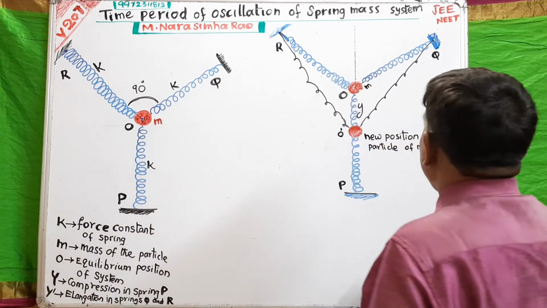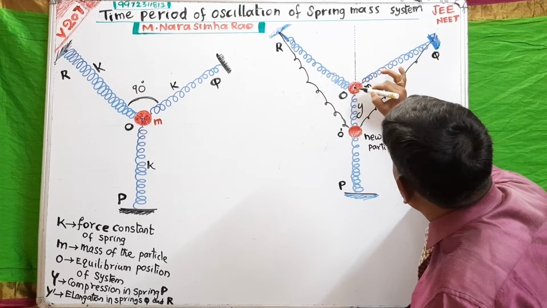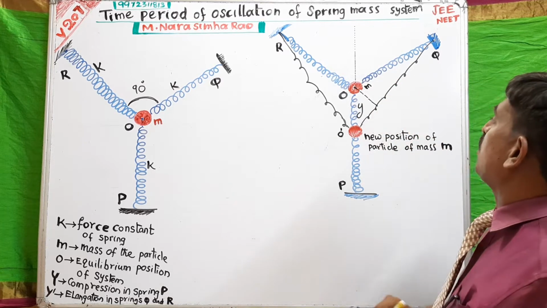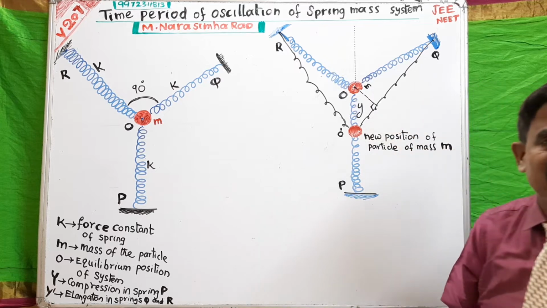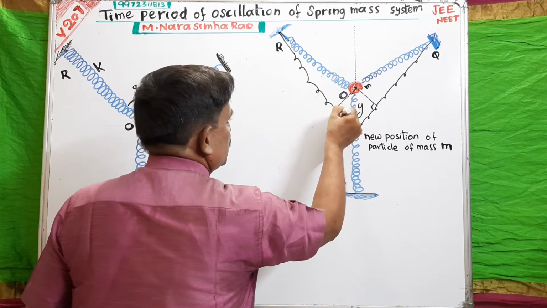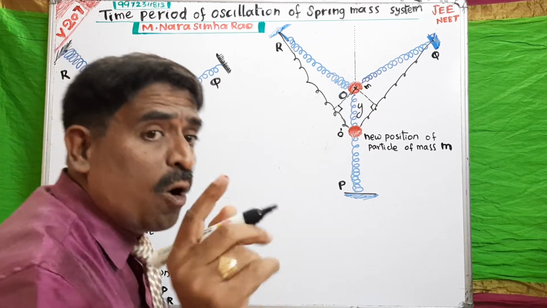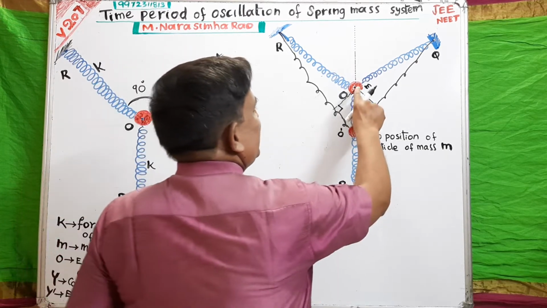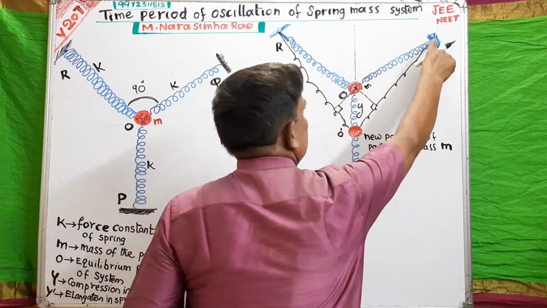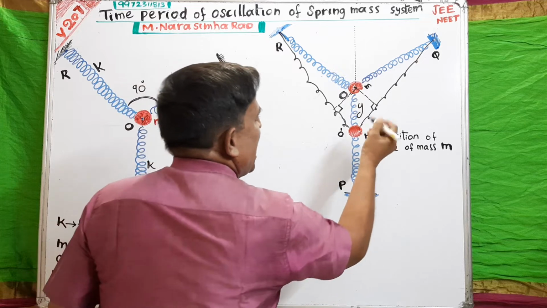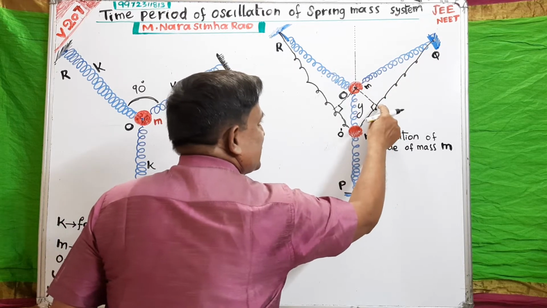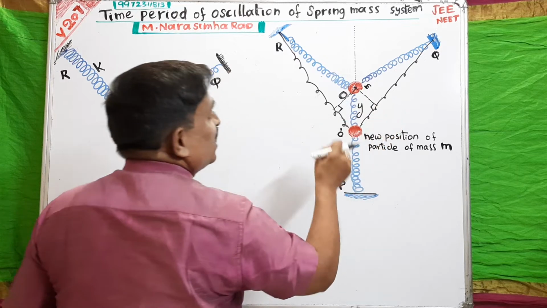Now please listen. From this mean position, you draw one perpendicular on this spring. Here the angle is 90 degrees. At the same time, you draw one perpendicular on the other spring. Here the angle is 90 degrees. Now you observe the diagram carefully. This length of the spring and this length of the spring are equal. This is the additional length of the spring. This is the elongation in the spring Q. This is the stretch.